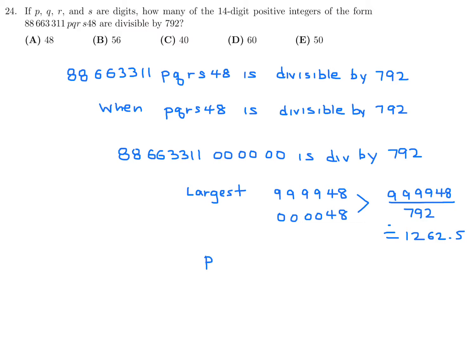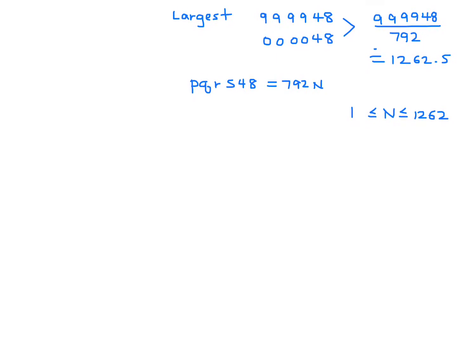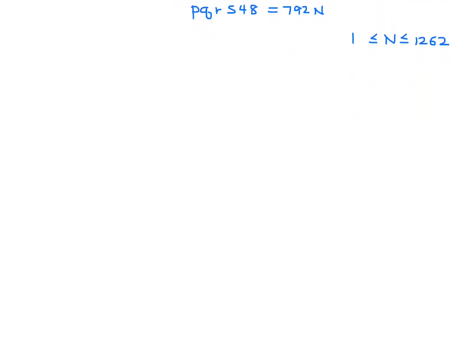So that means PQRS48 is going to be 792 multiplied by some number. And that number has to be anywhere from probably 1 to 1262. So that's my range. Okay, now that we've established that, let's move forward. What can we do here?